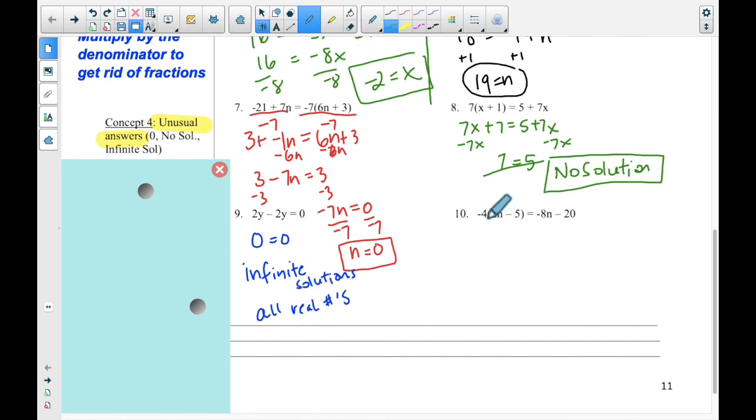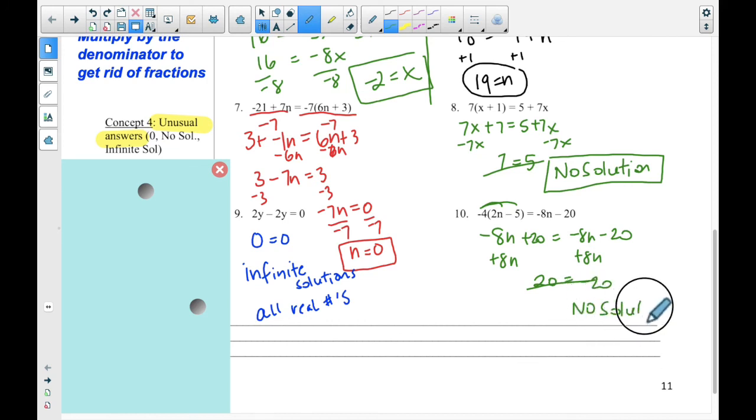Okay, last problem. Again, you could divide. I'm going to go ahead and multiply. No reason, just you can do it either way. This is going to give me a -8n plus 20 is equal to -8n minus 20. That's funny. Even when I said it out loud, it should have sounded strange to you. Because when I add 8n to both sides, it drops off, and I have 20 is equal to -20. Does 20 equal -20? No, it doesn't. So that is not true. That means this is a no solution problem.